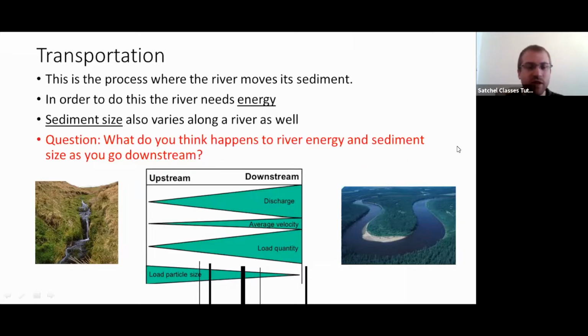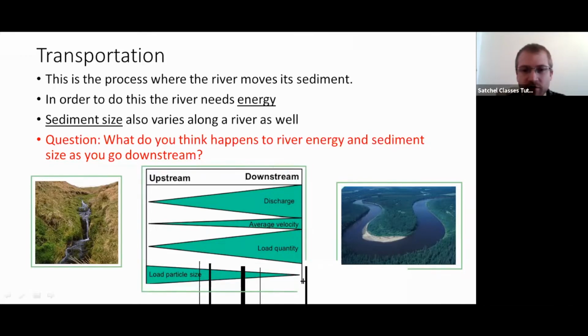So our question that we want to start off by thinking about is, what happens to a river's energy and sediment size as you go downstream? Have a little look at these two pictures. We've got one just over here, which shows our upper course river, so upstream river, and we have one down here showing our downstream or lower course river. We can also use this Bradshaw model in the middle to draw together our findings.